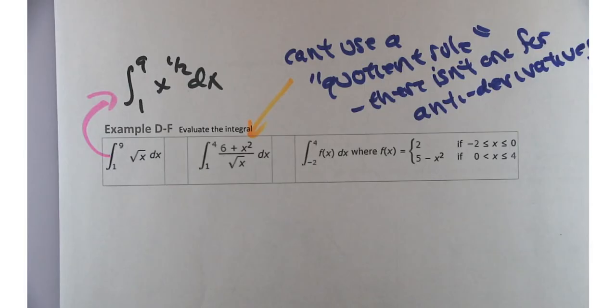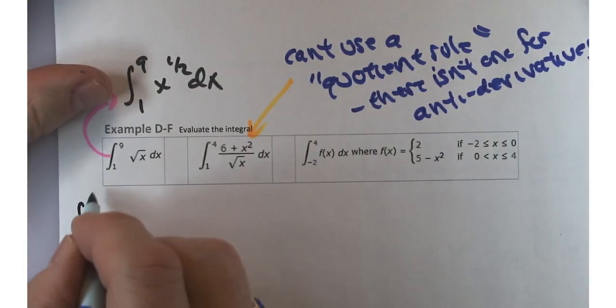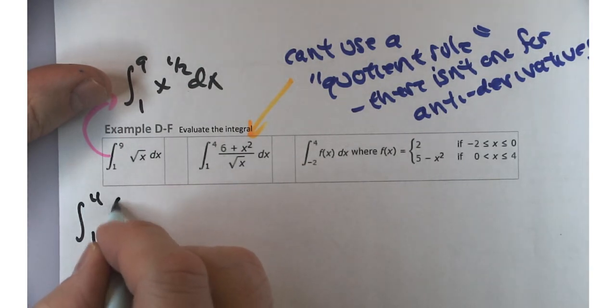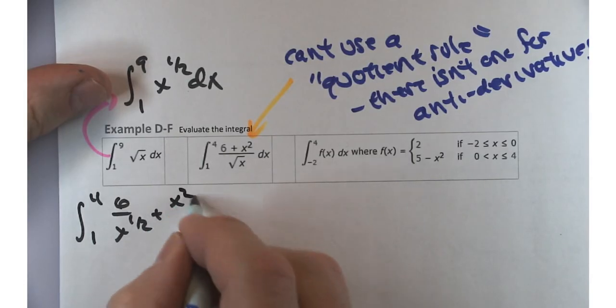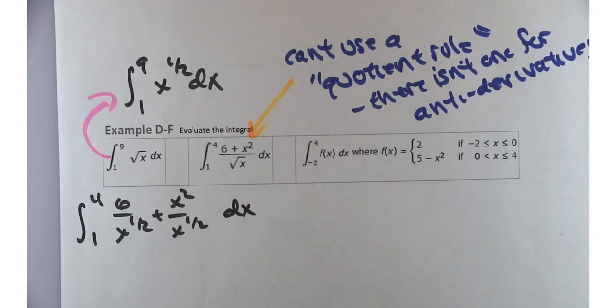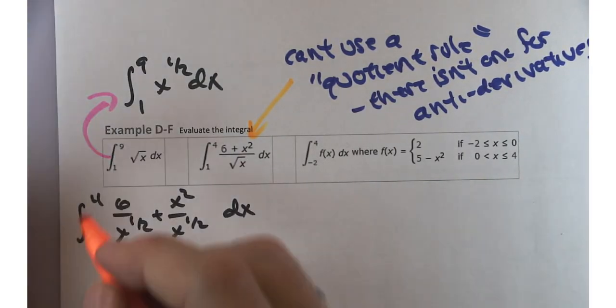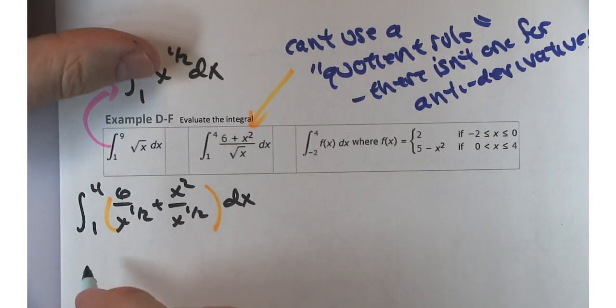So what else can I do then? Well, good question. Let me rewrite it as 6 over x to the 1/2 plus x squared over x to the 1/2, and that's all dx. Does that help me out? Well, yes and no. I guess it depends on what you do with that. We still have a quotient. You still can't find the antiderivative of a quotient, but I can rewrite this a little bit more. How would I rewrite that?